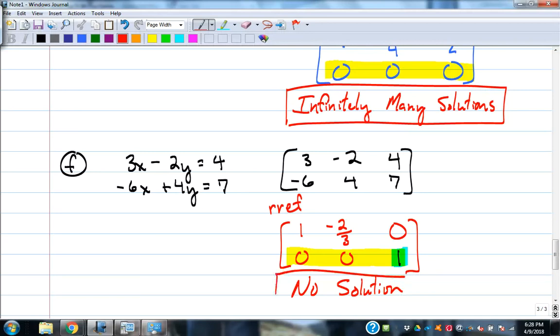Or it's an inconsistent system. So the bottom row is going to tell us if there's one solution, no solutions, or infinitely many solutions, just by looking at it. All zeros all the way across, infinitely many solutions, consistent, dependent. Zeros and a number on the end. The very last one is a number, but everybody else is a 0. That's a no solution situation, or also known as an inconsistent system.